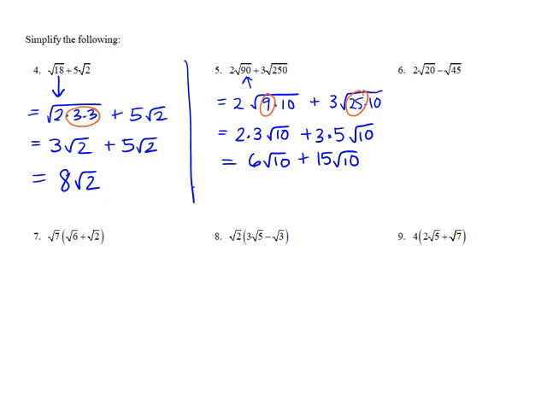Continue to simplify. We get 6 times the square root of 10 plus 15 times the square root of 10. And now you see that they really were like terms just in disguise. So we can add the coefficients and keep the common root. So we get 21 times the square root of 10.